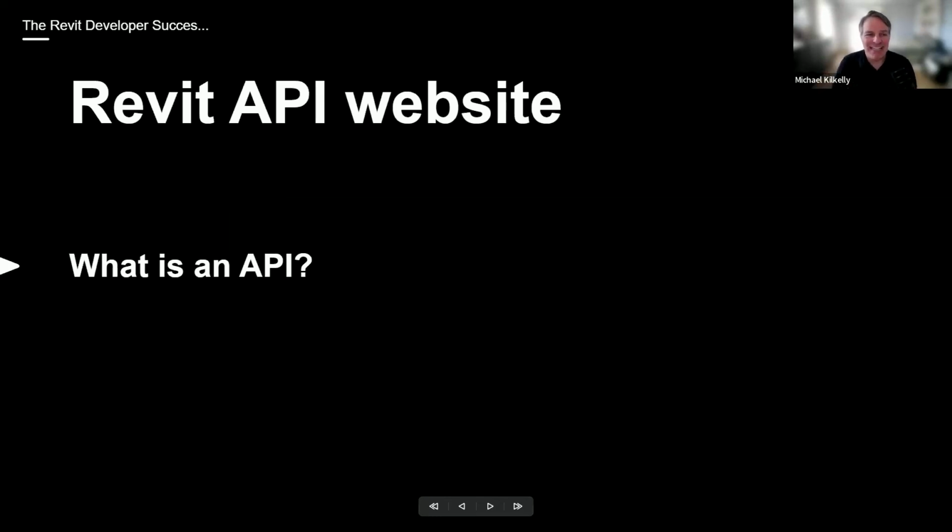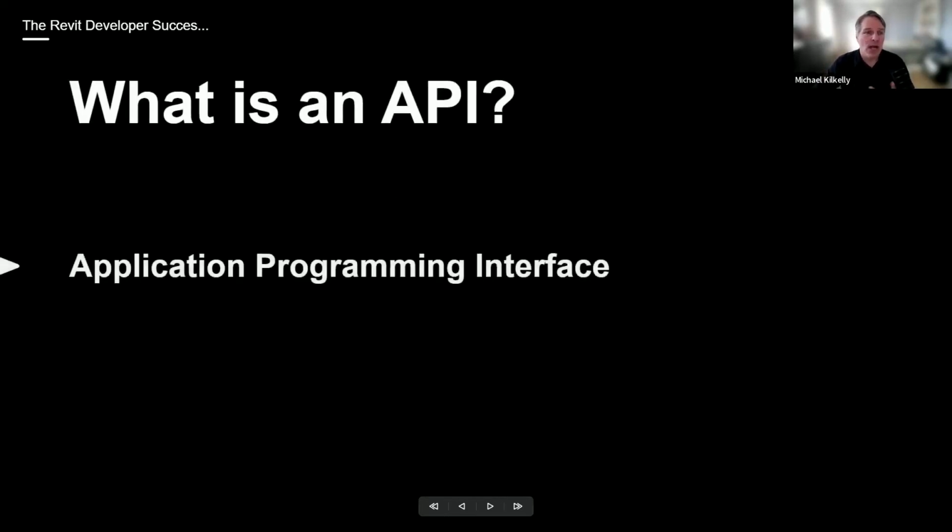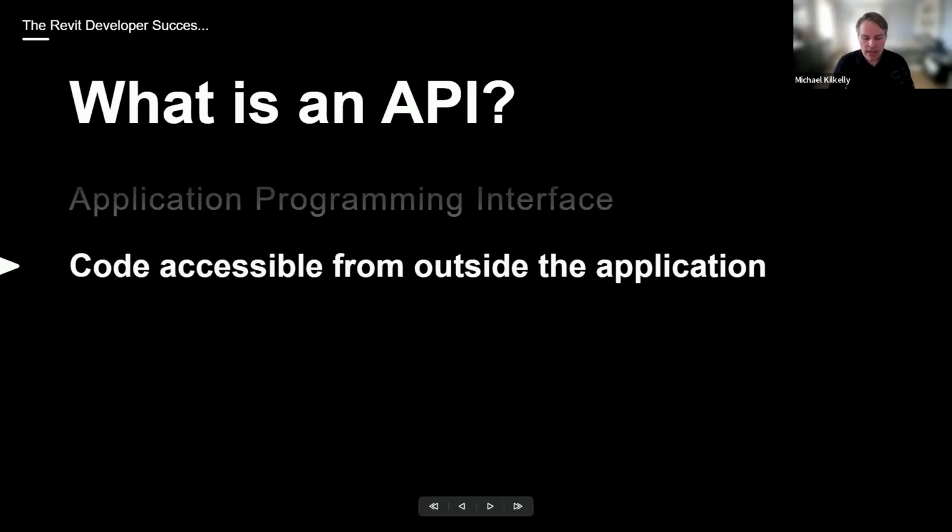But before we talk about that, let's just discuss what an API is. API stands for Application Programming Interface. It's essentially a way that software developers can make code accessible from the outside. So outside developers like us can build on that API to create our own custom tools. And APIs are everywhere now.